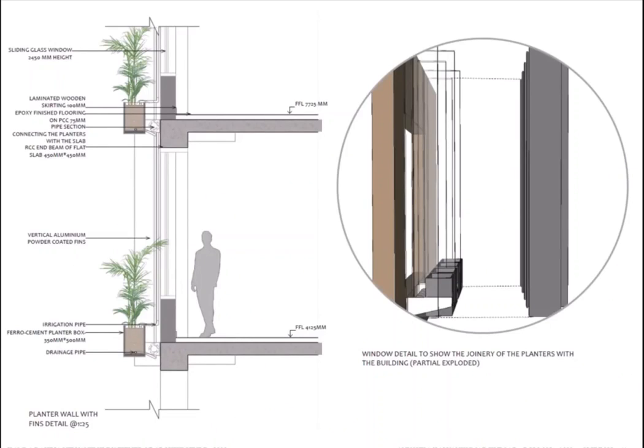On this slide, you can see the planter wall with fins detail, which shows the use of ferrocement planters with a drainage pipe that makes sure that the planters have proper irrigation and drainage. This is combined with vertical aluminum powder coated fins. The planters are fixed to the slab by the use of customized steel sections with pipe sections to the slab.